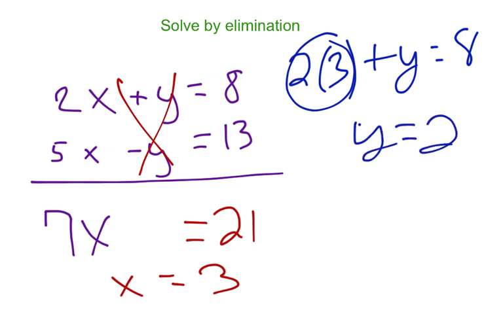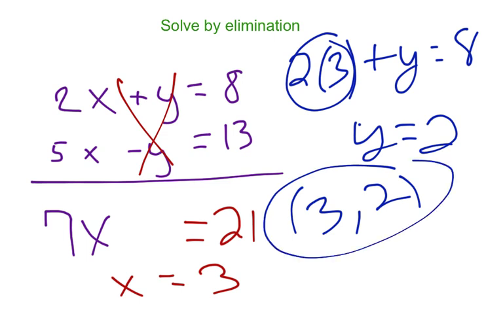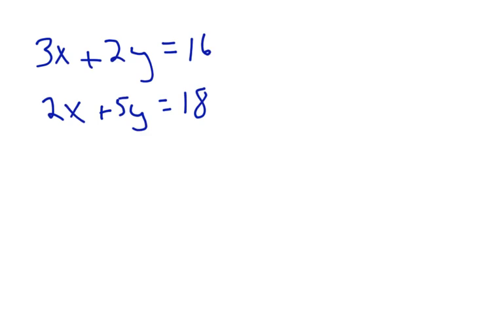So this is a very simple elimination problem because it's already set up for you. You already have opposite coefficients because this was a positive 1y, the other one was a negative 1y. So now we're going to do one that's a little bit more challenging. You're going to have one that is not going to be set up that way. Okay, so this is one that's not set up that way.